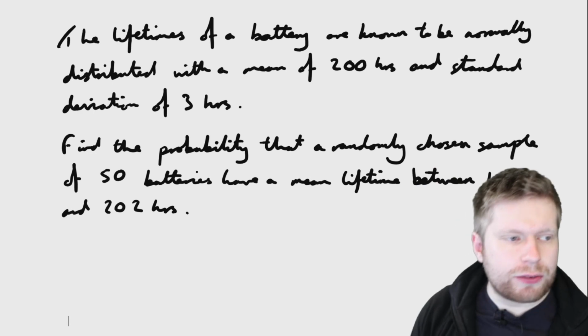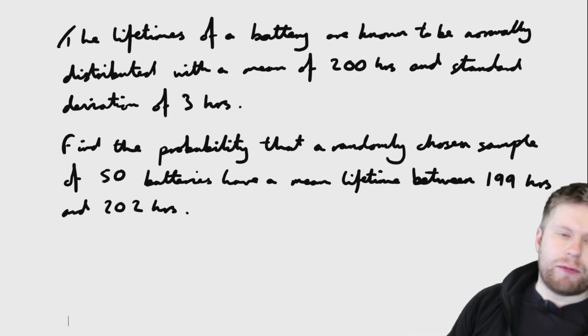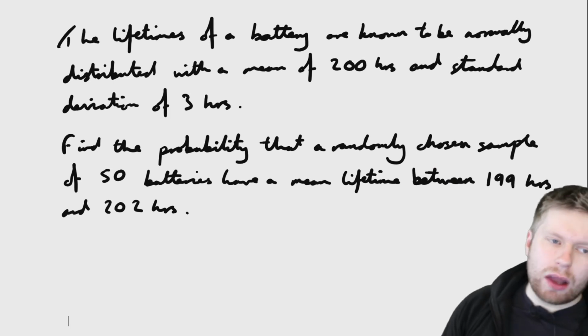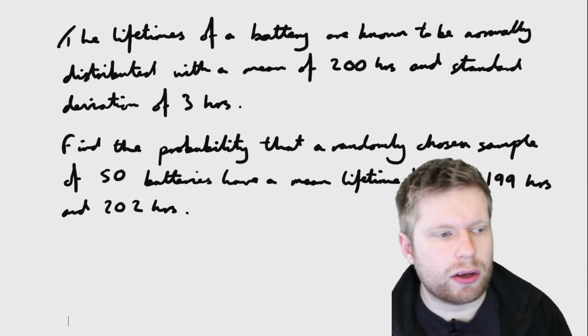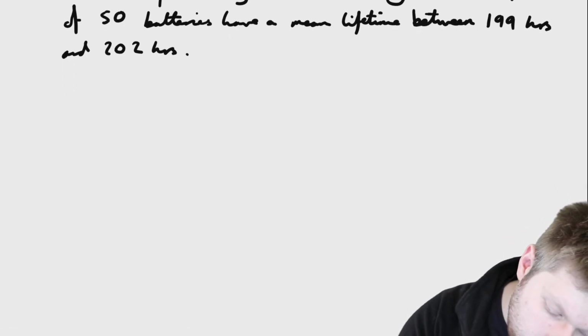So they go out, they select 50 batteries at random, and they want to basically find the probability that these 50 batteries have a mean lifetime of somewhere between 199 and 202 hours, okay? So first things first, let's write down our normal distribution.